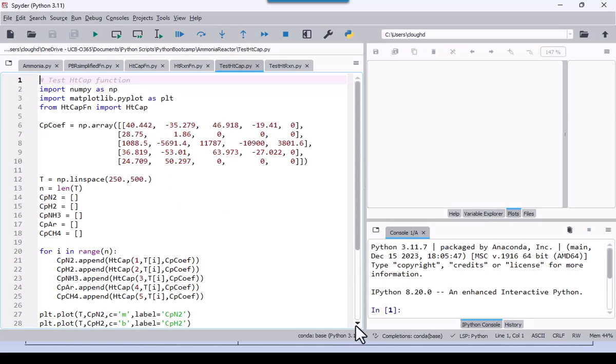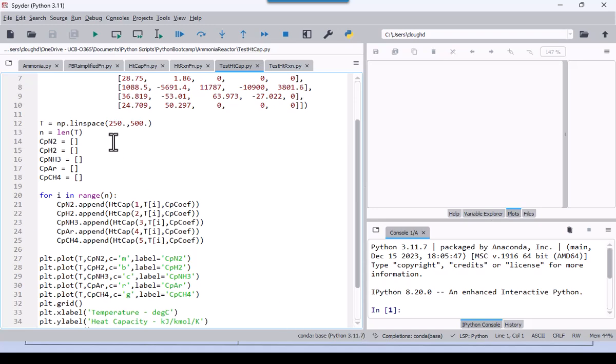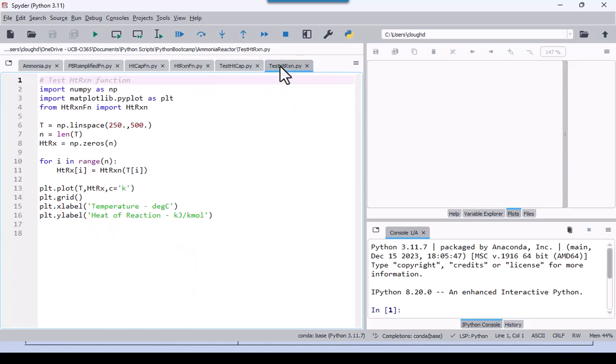And what it does is it just goes down through, and for temperatures here from 250 to 500 Celsius, it builds up an array, starting with an empty array, using the append method. It builds up an array of heat capacities that we can then plot and take a look at the plot and see whether or not they make sense. And likewise, we have a routine that tests heat of reaction over the same range of temperature, and we can compute those, and here we can make a plot of them.